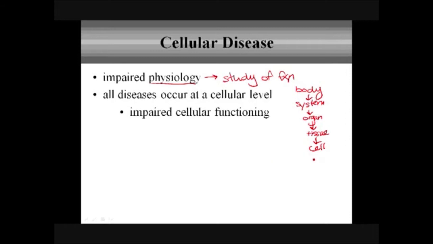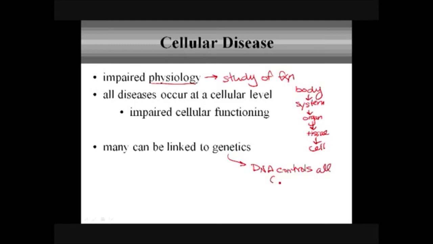Sometimes it can even be broken down to the extent of what particular molecules or macromolecules within the cell are malfunctioning. Additionally, many of our cellular diseases are linked to genetics, and that should really make sense since DNA is what's going to control all of the cellular functioning. So if there's a genetic mistake, a mistake in the DNA, the performance of the cell and its functioning and processes are going to be impaired.